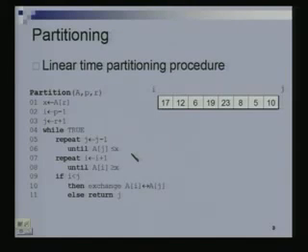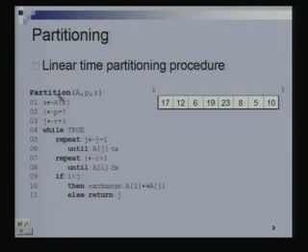The partitioning is done around what is called a pivot element. I will take one of these elements as a pivot, and everything which is smaller than the pivot will be the lower part of the array, and everything which is larger than the pivot will be the larger part. This is the procedure to do the partitioning. It takes as parameters the array A, and P comma R are the limits of the array. P here refers to this location and R refers to this location. This could be part of a larger array.